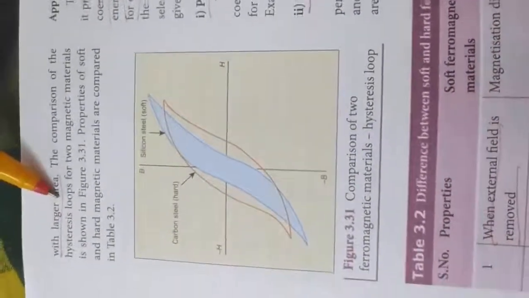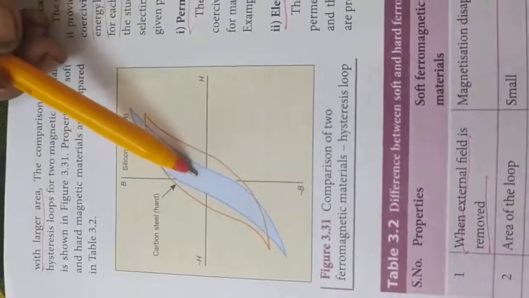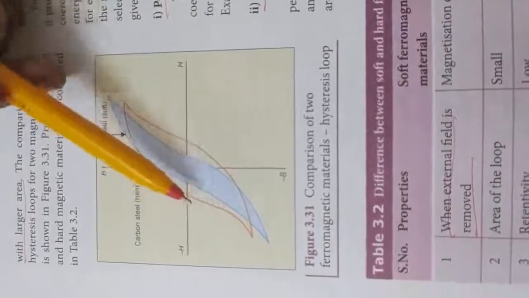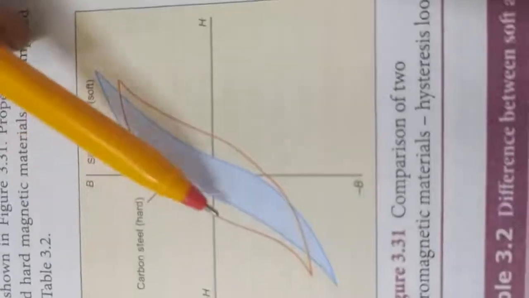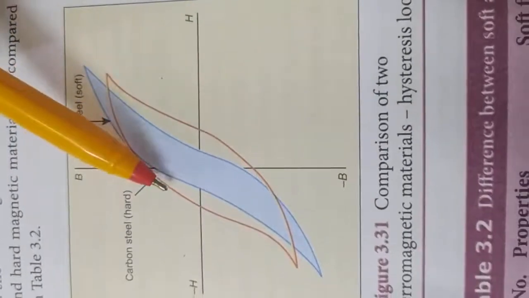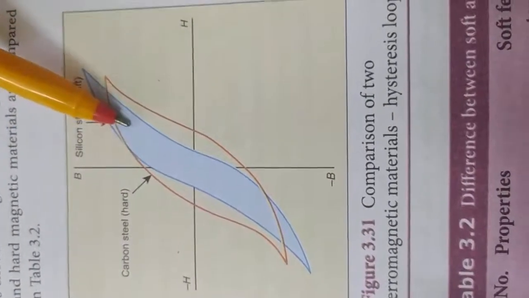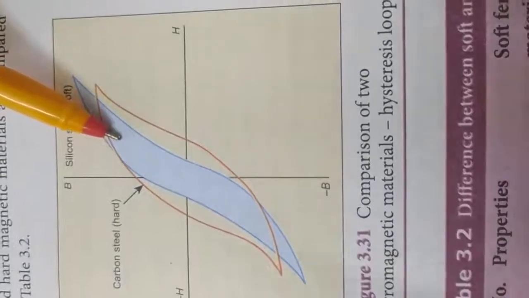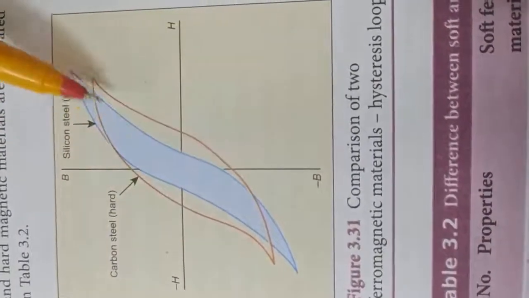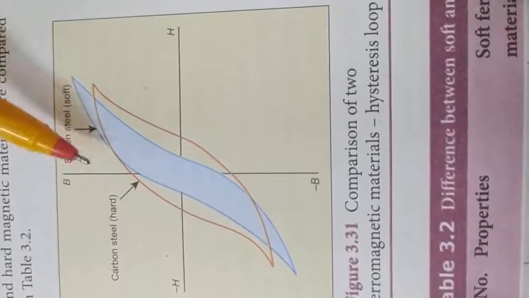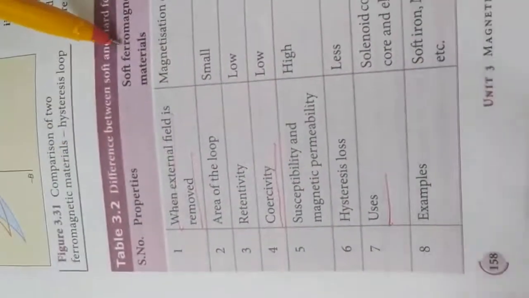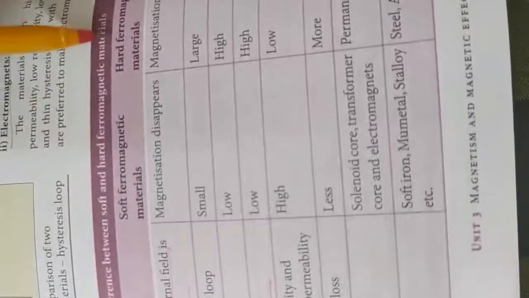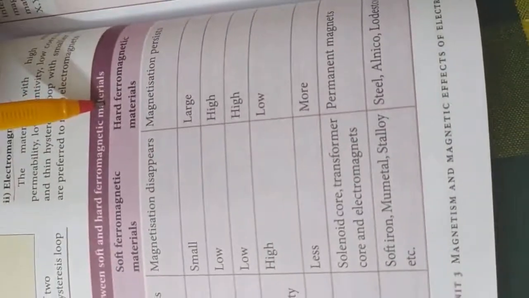With larger area. So when you see this diagram, you are again drawing the hysteresis loop, and you see this blue curve, which is smaller in area, and this red line, which has a larger area. The smaller area is usually called a soft magnet, whereas for the larger area the magnets are called hard magnets. And when you see, the properties are different.